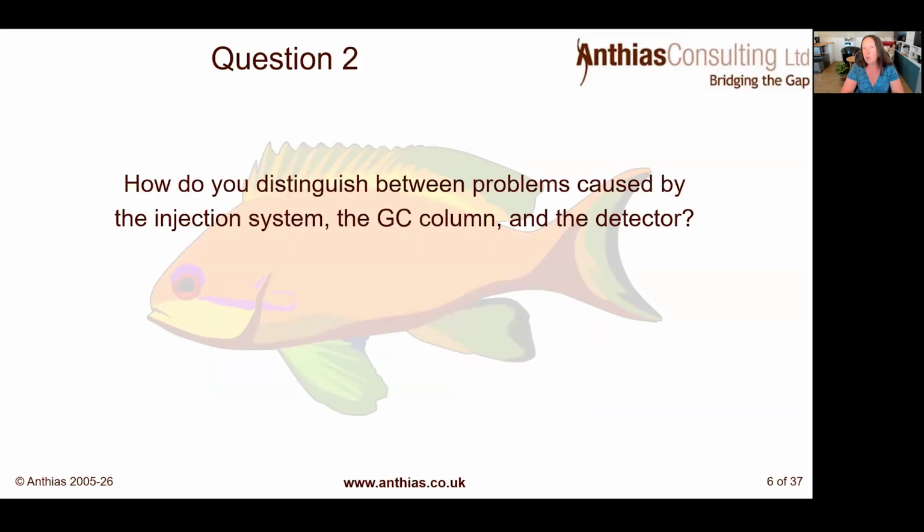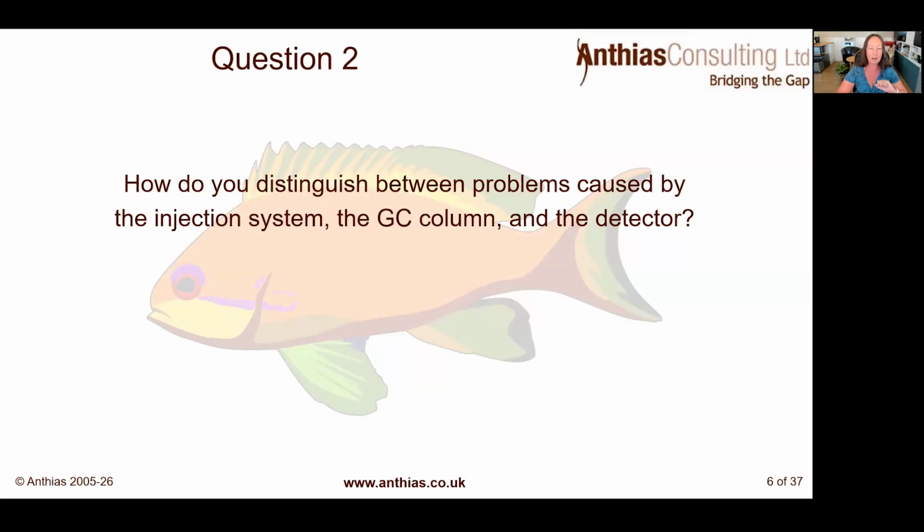So that leads me on to question number 2. And this is, how do you distinguish between problems caused by the injection system, the GC column, and the detector? So first, with this question, we've already broken it down to the injection system, but what do we mean by injection system? Does it mean the autosampler? Does it mean the GC inlet, for sample introduction onto the column?